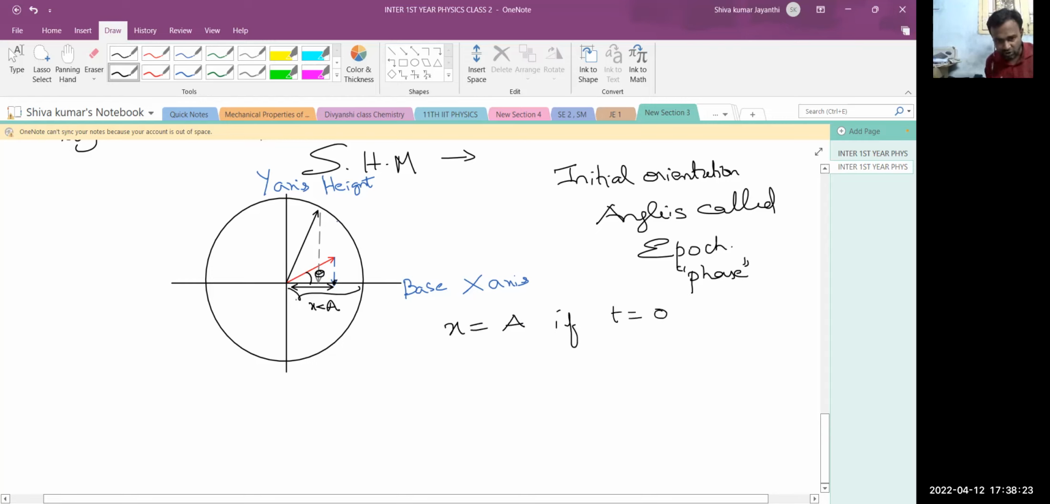Then it slowly goes down, rotates. Now let us take another coordinate here, x equal to plus A. This is your plus A, when t equals 0.